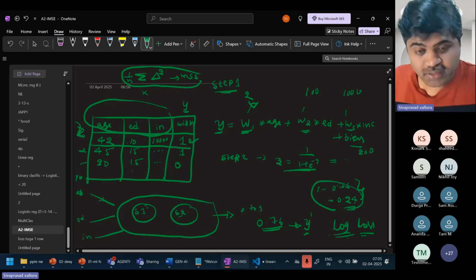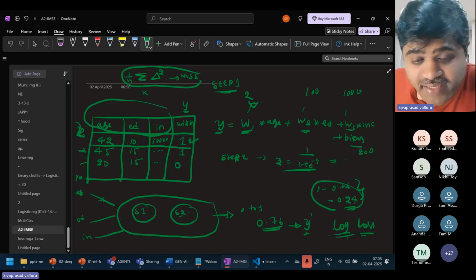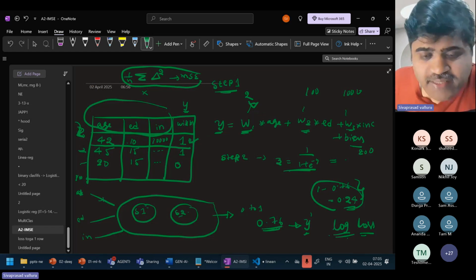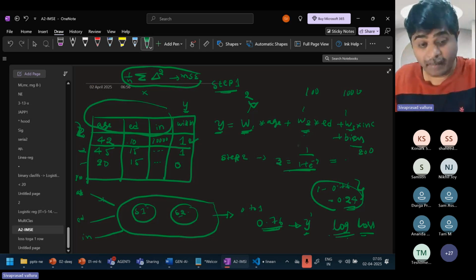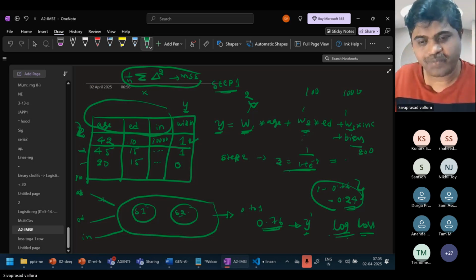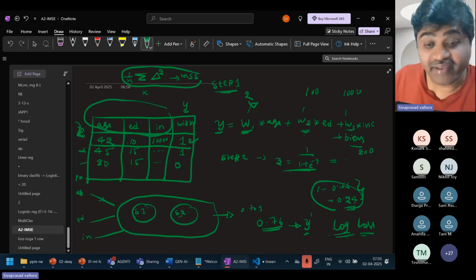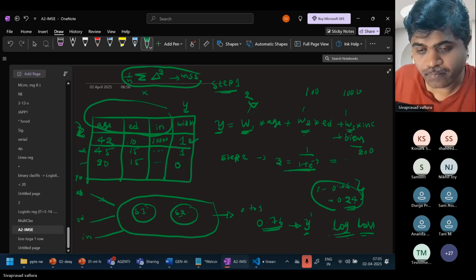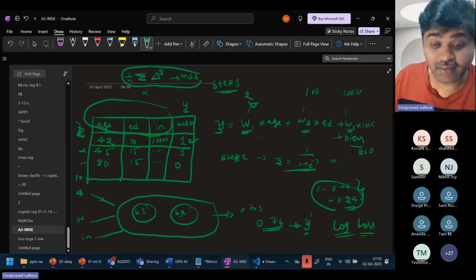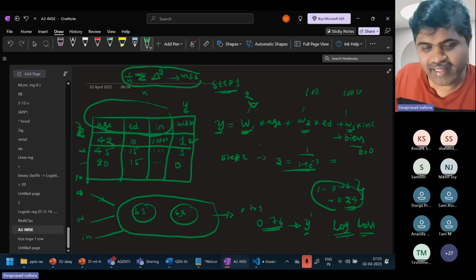Again it will go through the process, then again the weights are adjusted. Like that, the weights keep on adjusting. And after some n number of iterations, we finalize the values of W1, W2, W3, and our algorithm has the final weights. Like that, logistic regression internally works.